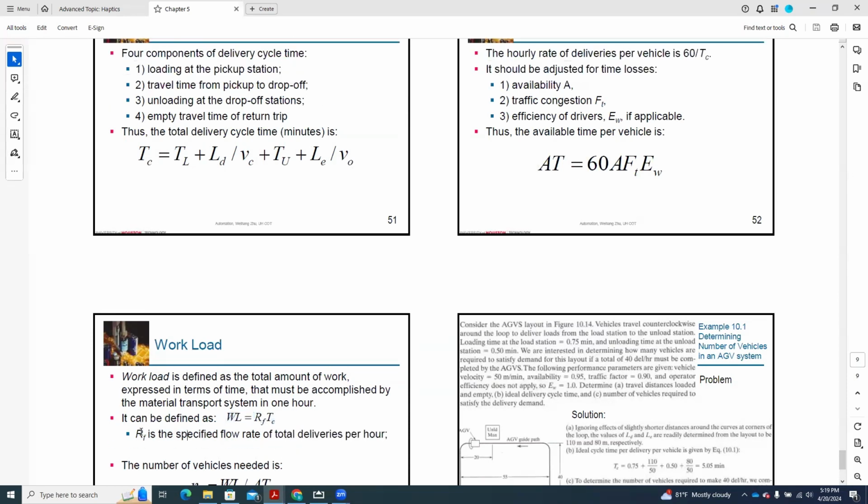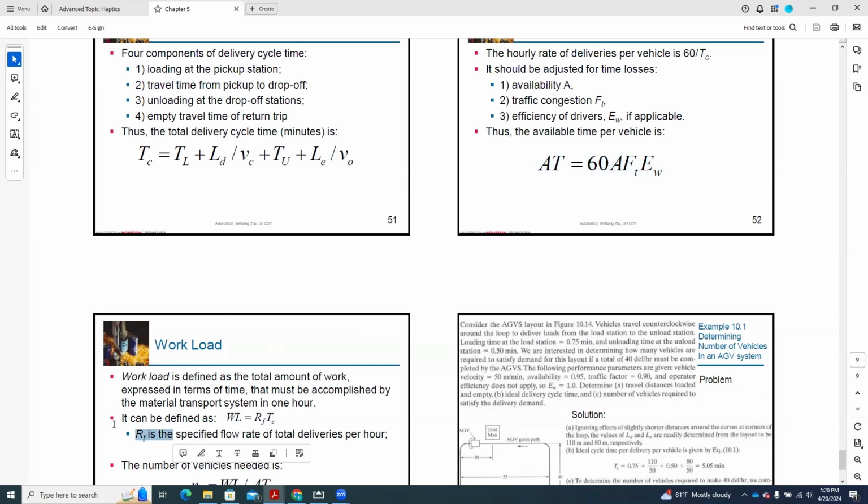RF is the specified flow rate of total deliveries per hour. So this basically says how many deliveries the vehicles must perform in a given amount of time. So from this you can also calculate the number of vehicles. If available time is not given, but if you know this RF, then you can also calculate.